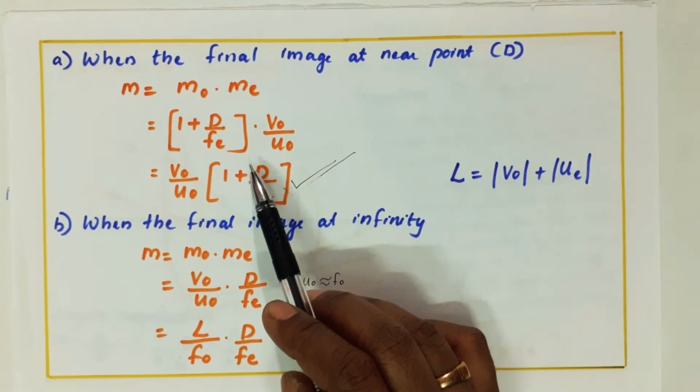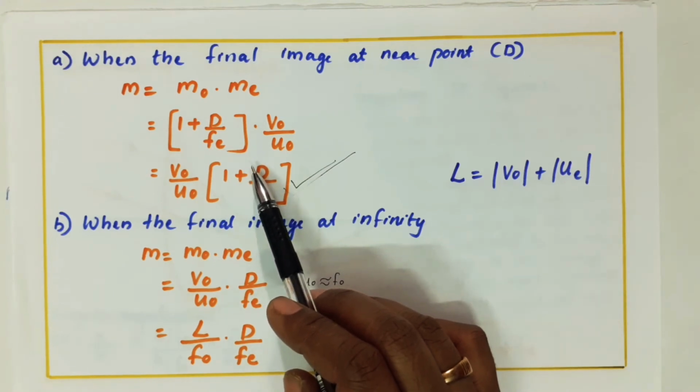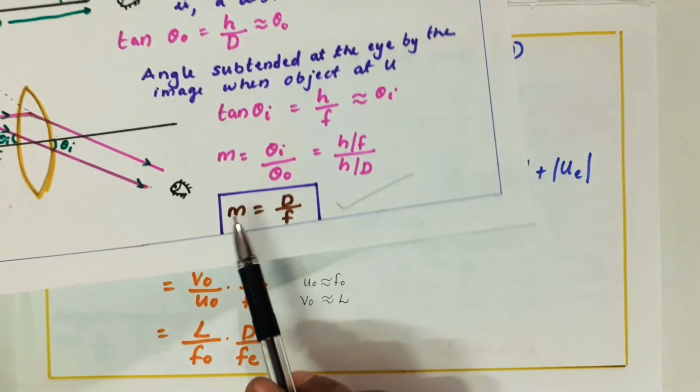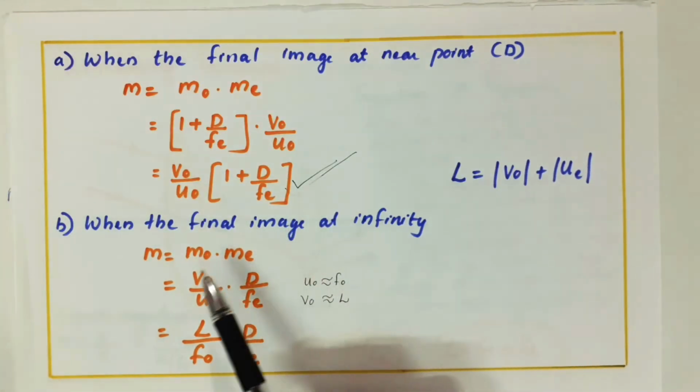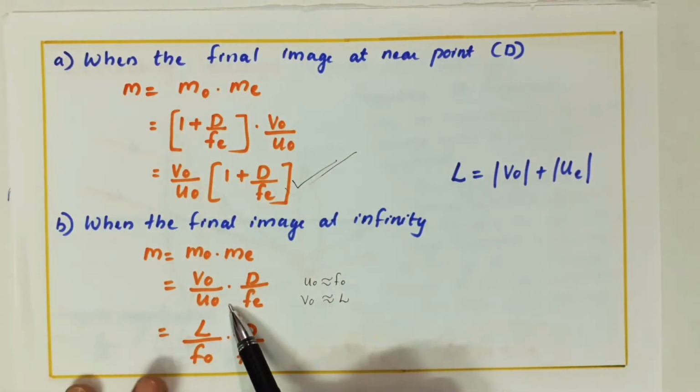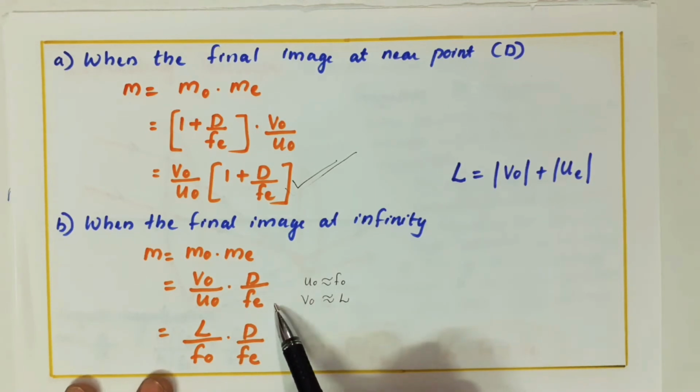If the final image is at infinity, we already did that for a simple microscope. If the final image is at infinity, the equation for magnification is D by F. Just writing VO by UO into D by FE.